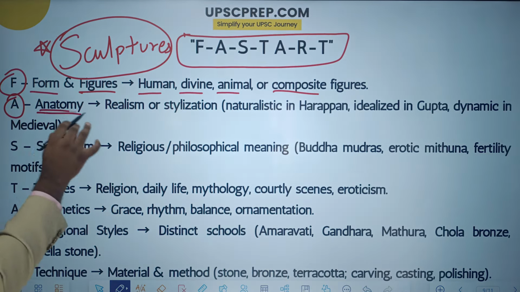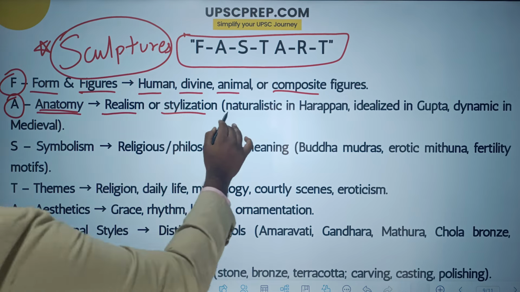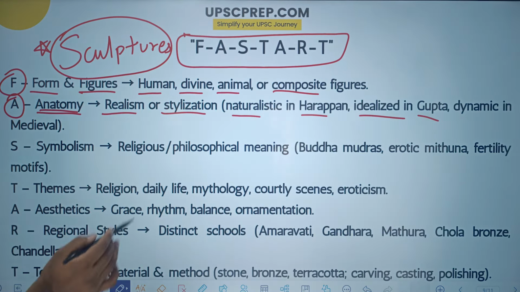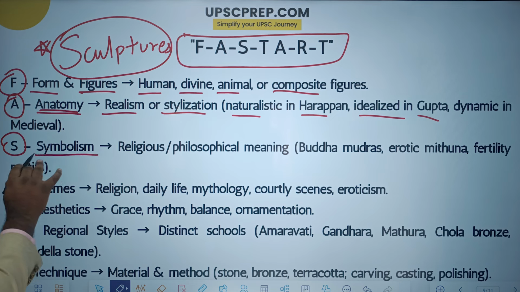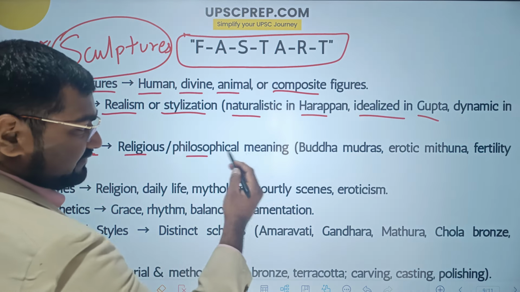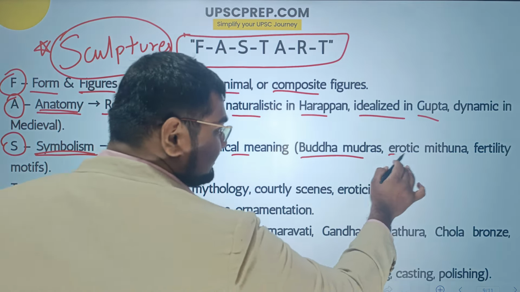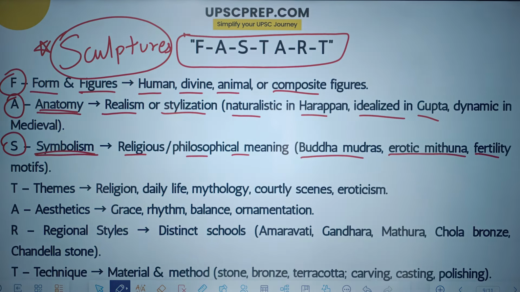A belongs to anatomy, realism or stylization. That is, naturalistic way in Harappa, idealized way in Gupta, dynamism in the medieval. You can write about this. S belongs to symbolism. What kind of symbols are usually depicted in sculptures? Religious symbols, philosophical symbols, right? Philosophical meanings are associated with the symbols like Buddha's mudras, erotic mithuna, then fertility motifs and all.